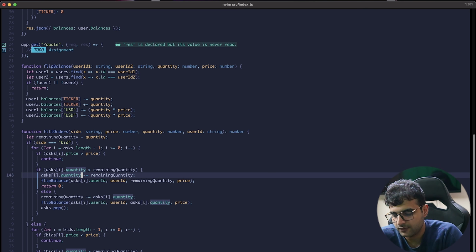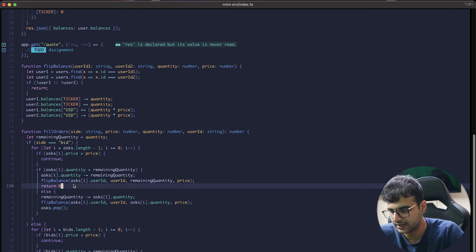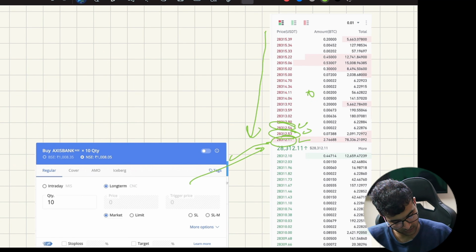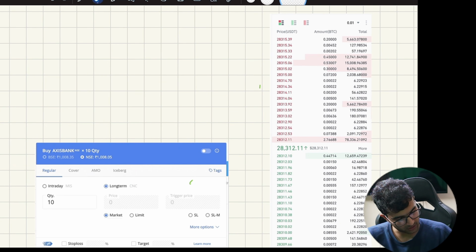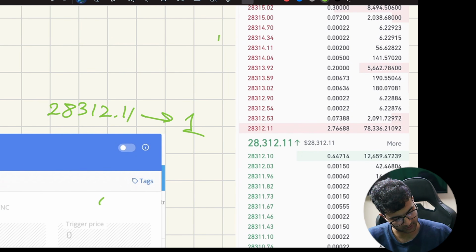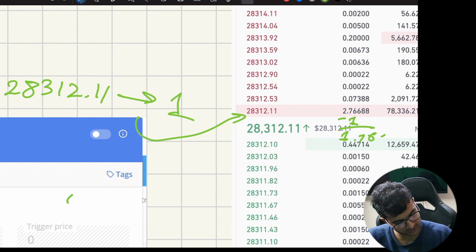And this happens if you ever reach this if case. Let's say this was the current order book, and the order that came in was, I want to buy at 28312.11 just one quantity. Then you know this will get filled completely, which is why you will just do a -1 here, and this will become whatever, 1.7688, and then you can just continue.